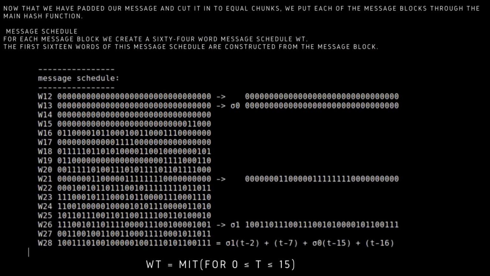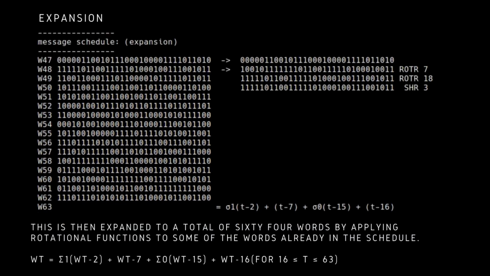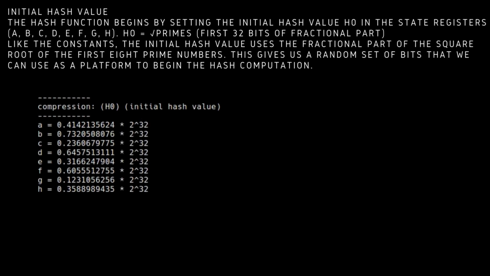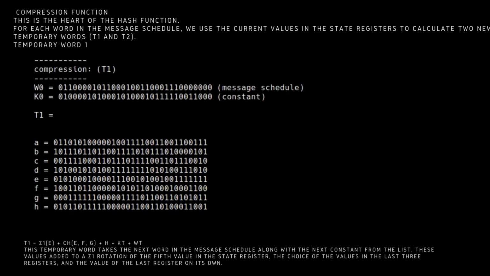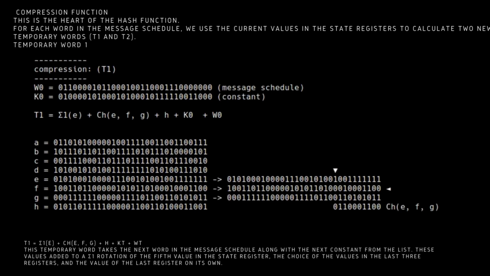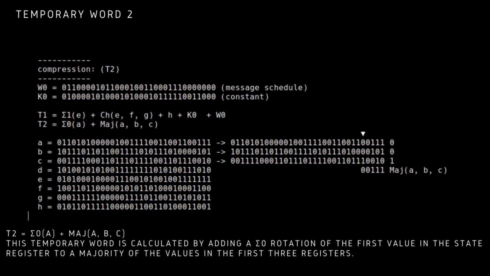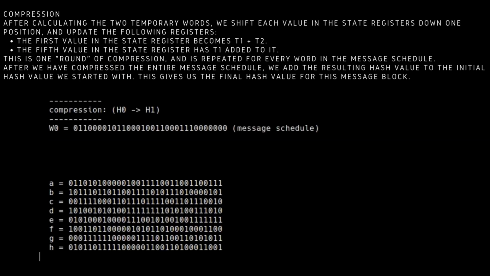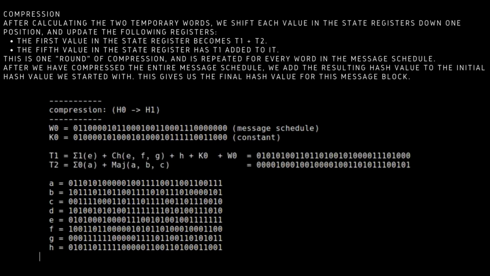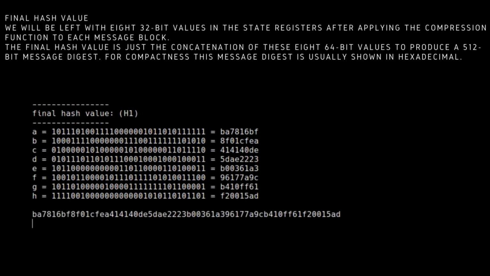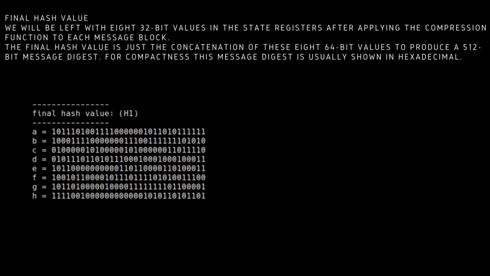Each block undergoes expansion to 64 words by applying rotational functions to some existing words. The hash function, starting with an initial hash value derived from the square root of the first 8 prime numbers fractional parts, employs a compression function. For each word in the message schedule, the compression function calculates temporary words, T1 and T2, using rotational functions and majority operations. This process, known as a compression round, is repeated for every word in the message schedule.